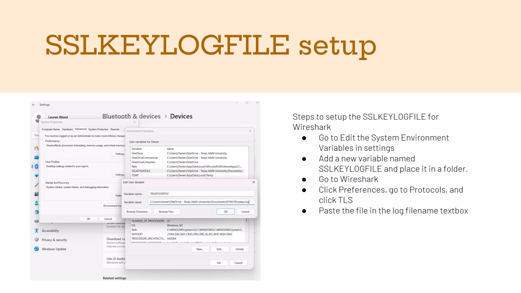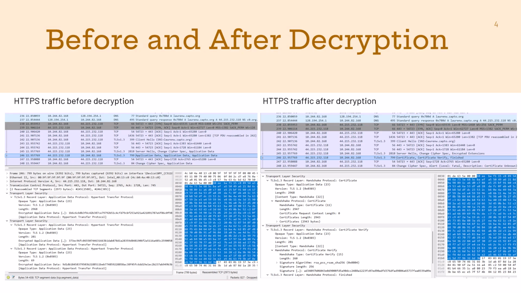From there, we opened Wireshark, clicked on Edit, then Preferences, then Protocols, and finally TLS. There, we placed our keylog file under Pre-Master-Secret log filename. This caused the traffic to become decrypted.